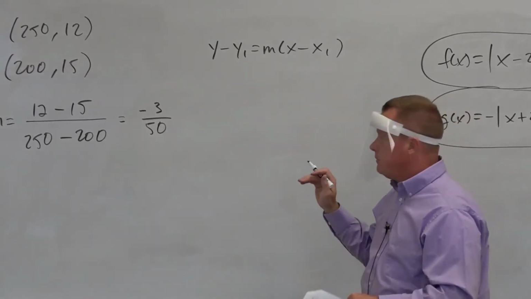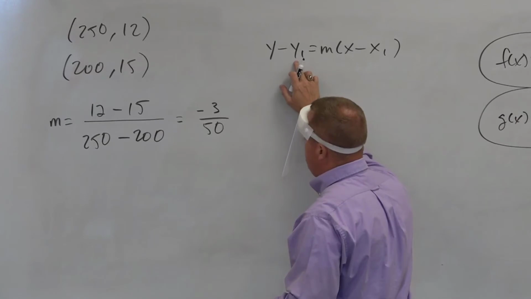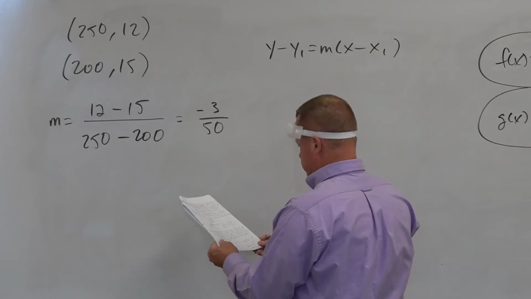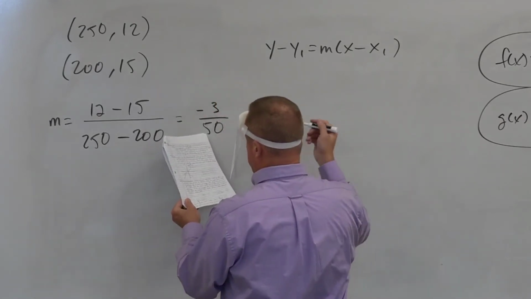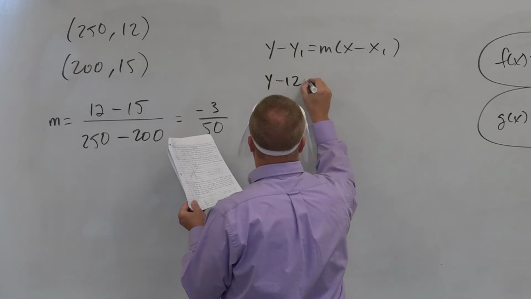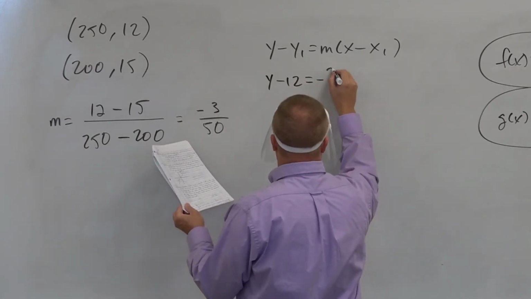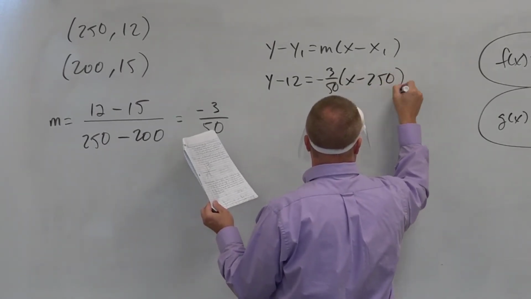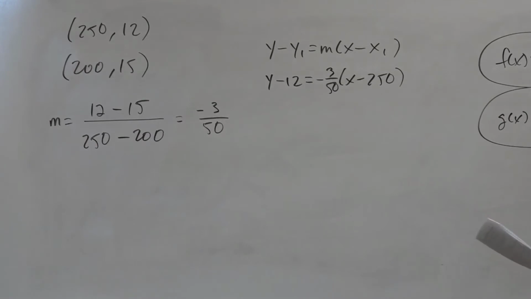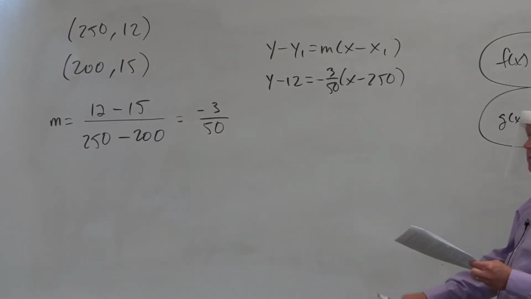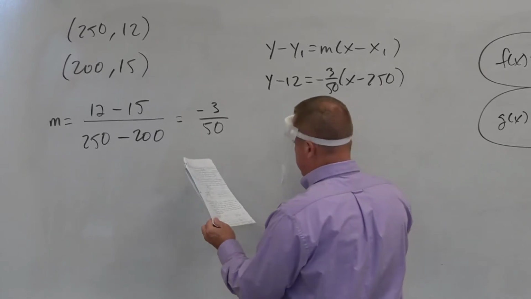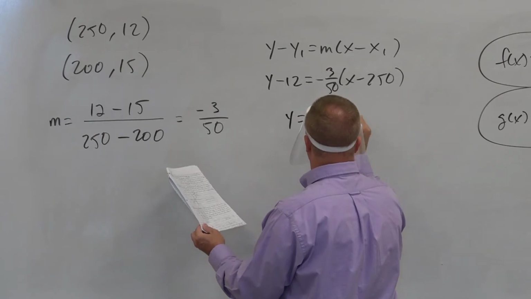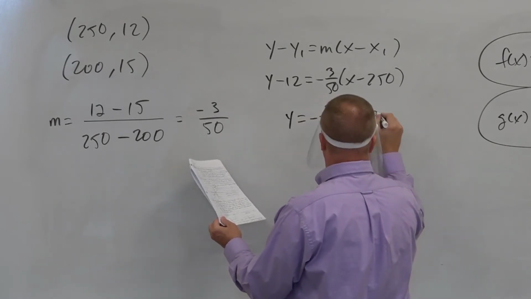All right, so let's plug x and y in. You can pick either point you want to. It doesn't matter. You'll end up with the same answer. I used that top one there. So I did y minus 12 equals negative 3 over 50 times x minus 250. Now do a little ninth grade algebra. Multiply and add 12. That will reduce to y equals negative 3/50 x plus 27.